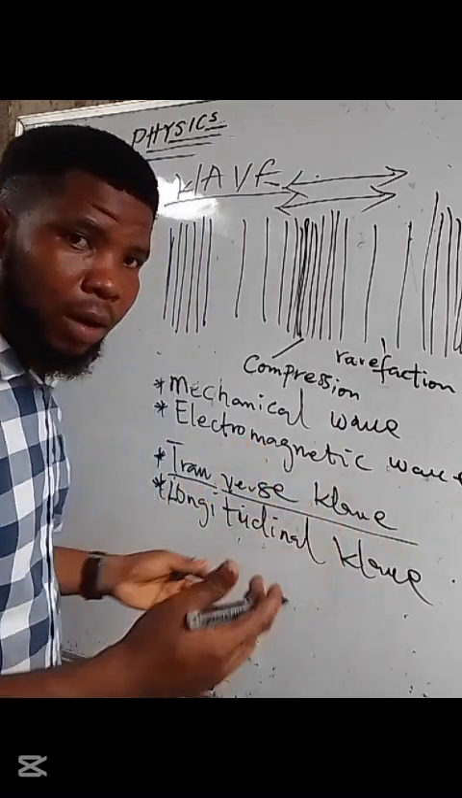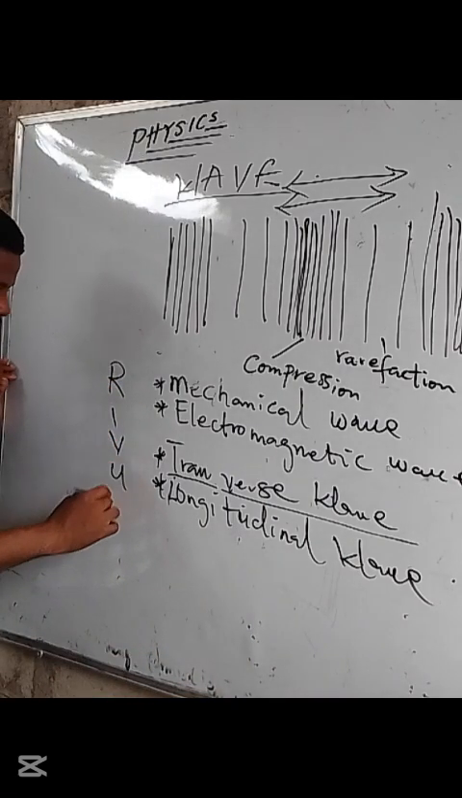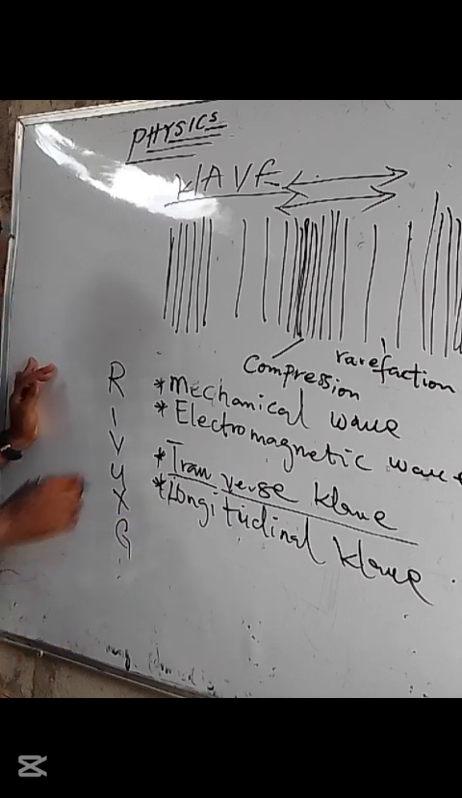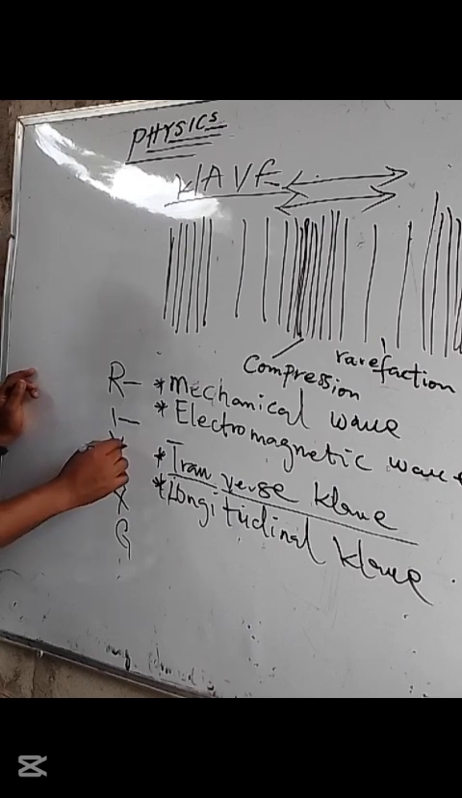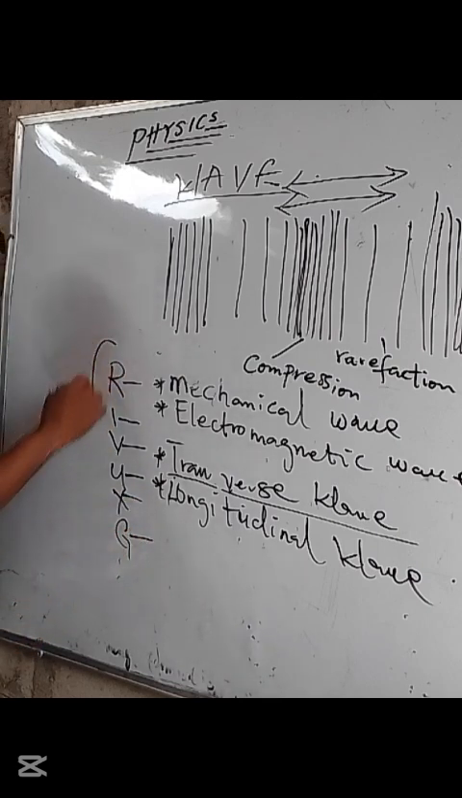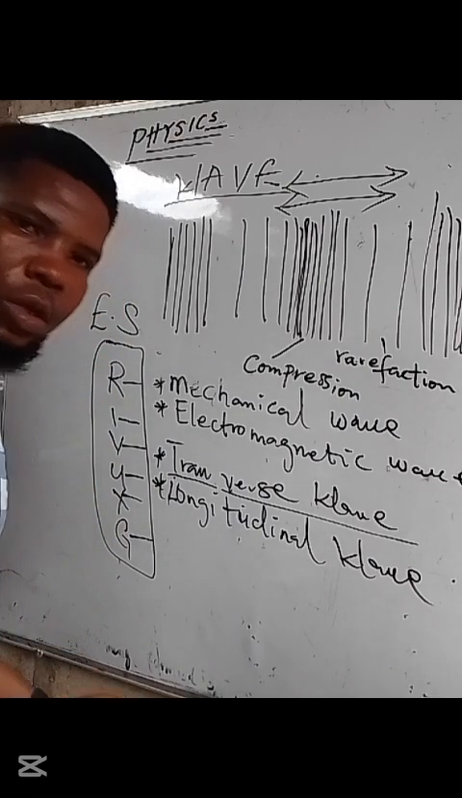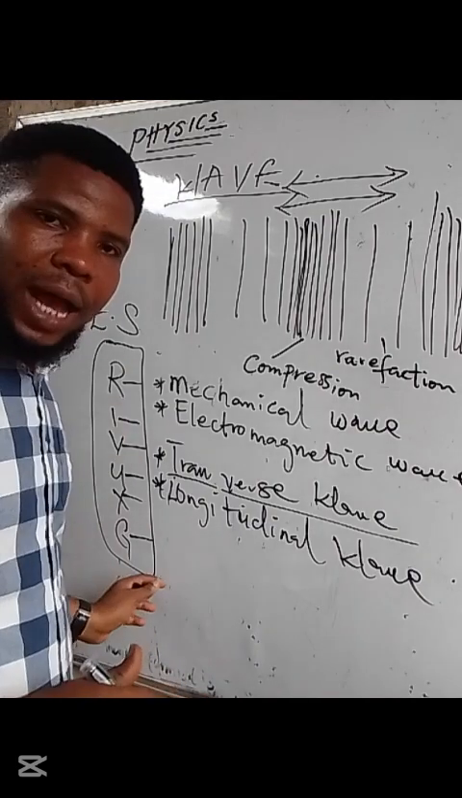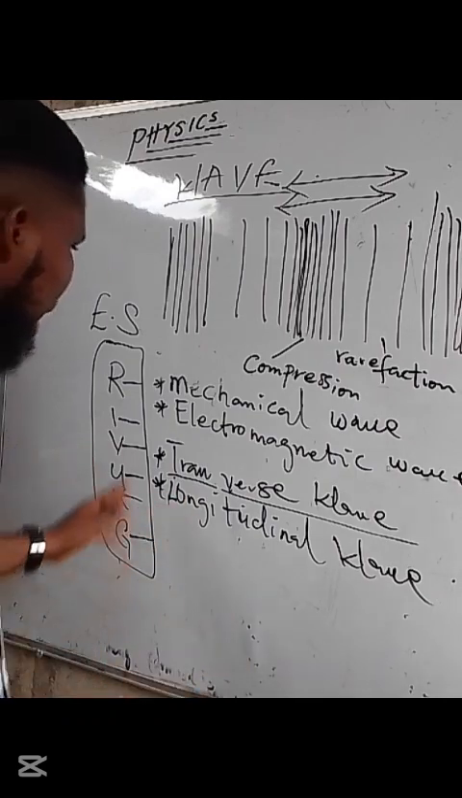Then the ones that do not require a material medium, you have your electromagnetic spectrum. The electromagnetic spectrum goes like this: R is for radio wave, then microwave, infrared, visible light, that is your light, ultraviolet, then you have your X-ray, then gamma ray. This is what we call the electromagnetic spectrum. So these rays transfer energy from one point to the other without the need of a material medium. I hope you understand that.